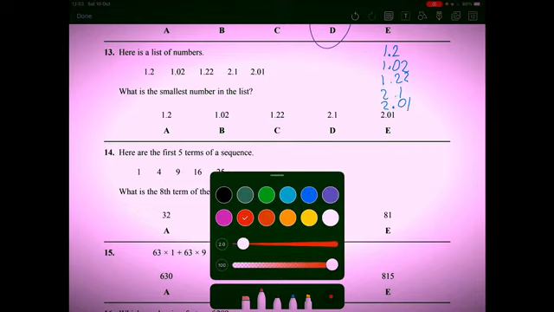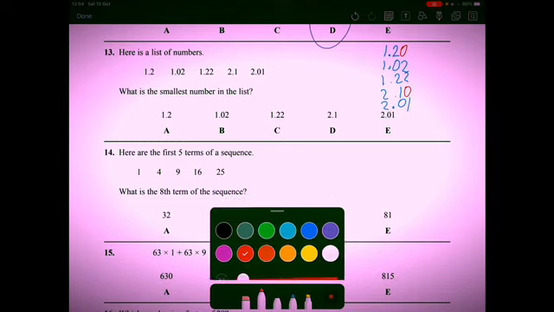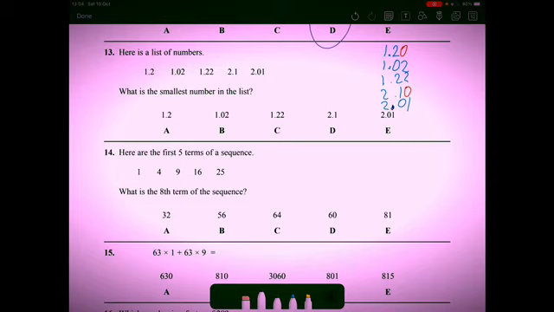And what I'm going to do is stick a placeholder in here and a placeholder in there. Now, sometimes when I look at these sorts of numbers, I try to imagine the decimal points not even being there. The number system works in exactly the same way, whether the decimal point is there or not. So I can kind of imagine the first one's 120, then 102, 122, 210, 201.